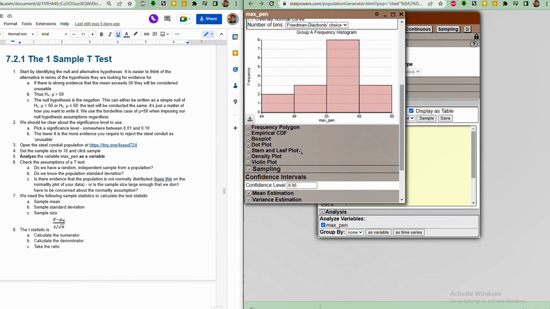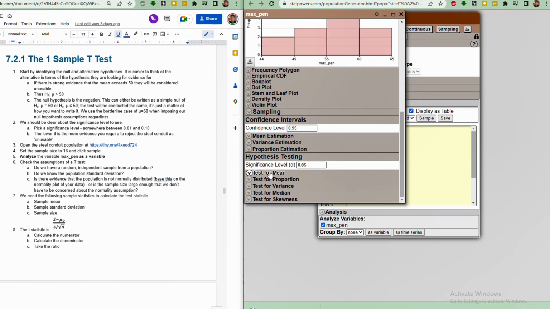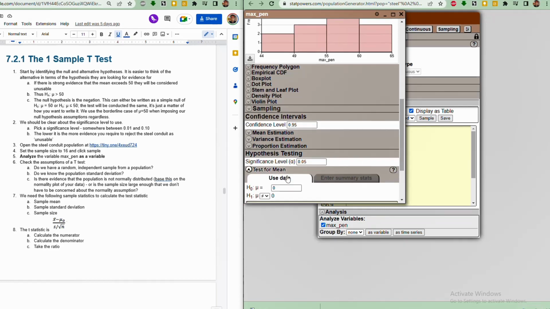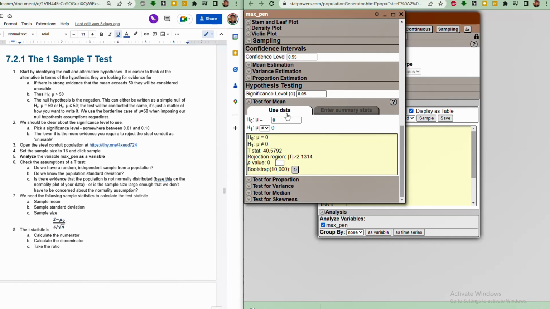Now, when you're doing a t-test, under hypothesis testing, look for the test for the mean panel. What we're interested in is whether or not 50 is the mean, or if the mean is greater than 50. So I'm going to put 50 in for the null mean, and I'm going to set the alternative to be greater than, because that's the claim that we're looking for evidence to support, that the mean penetration is greater than 50. And when you set those two, your t-statistic is calculated for you, and the p-value is calculated for you.